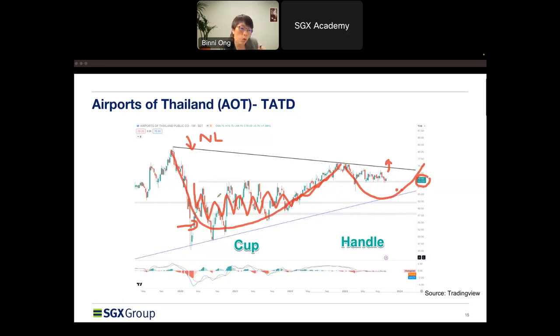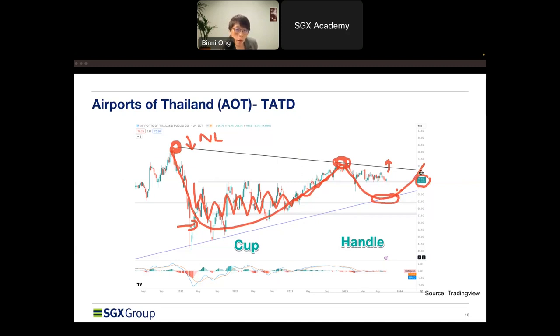And how do we draw the neckline, right? Usually when we have a cup and handle, we just take the high of the cup and another high point, and connect these two points, right? And we're just waiting for price to go up. So I just want to bring up that even if price does move to the 62 levels, which is around here, there is still a potential for price to form this huge basing cup and handle pattern.